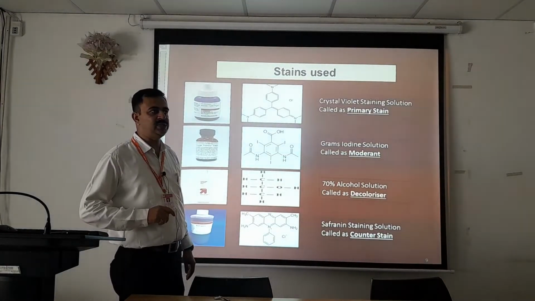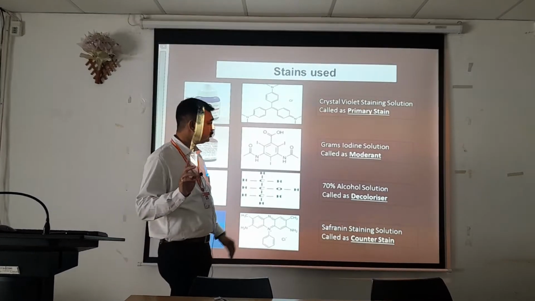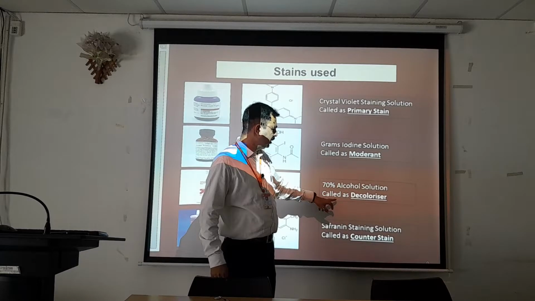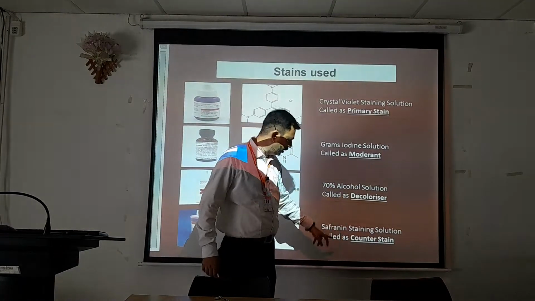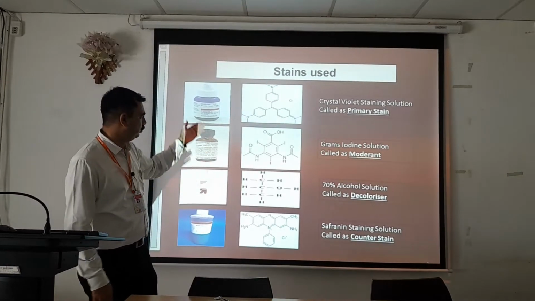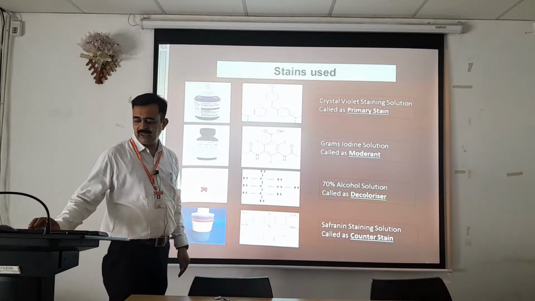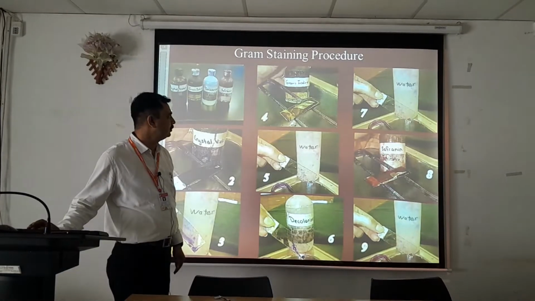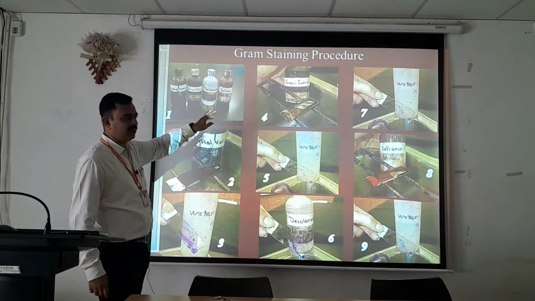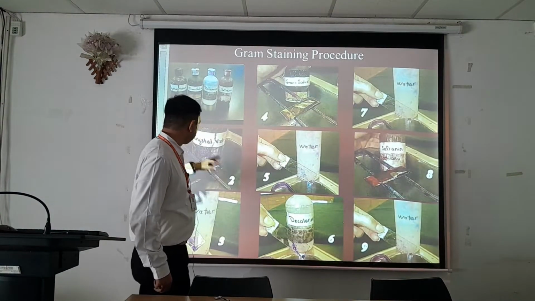So ध्यान में रखने वाली चीज है that there are 4 stains. Actually there are 3 stains plus the decolorizer. One is called the primary stain. This is the mordant, which is an iodine solution. Decolorizer is 70% alcohol, and the counter stain is safranin. If you visit the laboratory, you can easily see all the bottles present during the practical. Now the procedure. See this. 1, 2, 3, 4 stain है. For that purpose, what are we going to see?